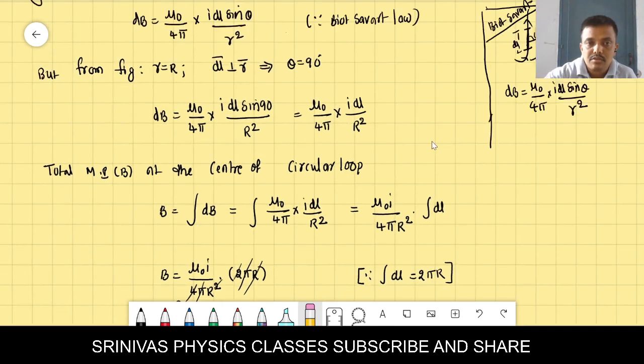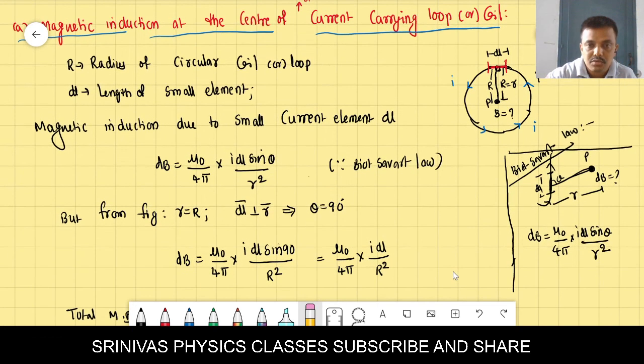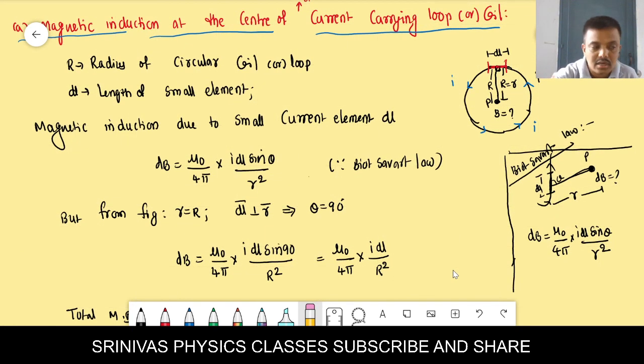Okay, you see in the figure we are taking theta as 90. Why? Theta is the angle between what and what? Theta is the angle between r and dl. Okay, but in a circle, you see, this is a circle. dl is the small element. This is the radius.